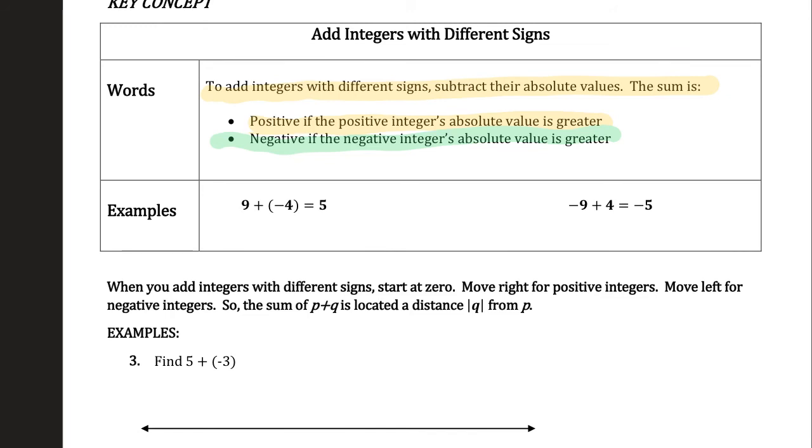It's positive if the positive integer's absolute value is greater, and it's negative if the negative integer's absolute value is greater. So let's look at this first example here.